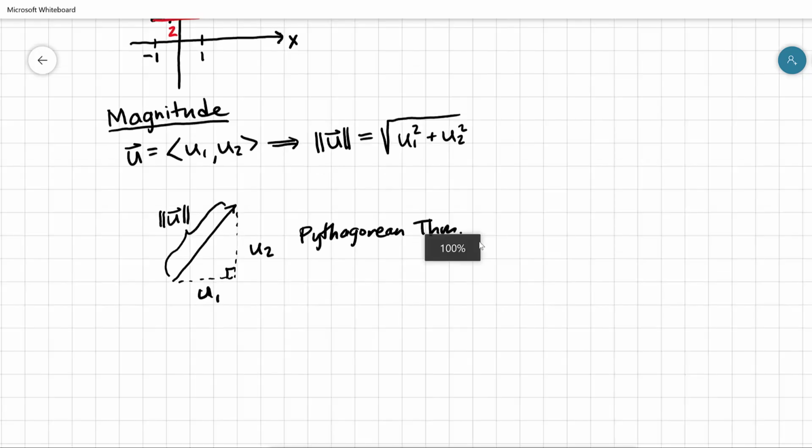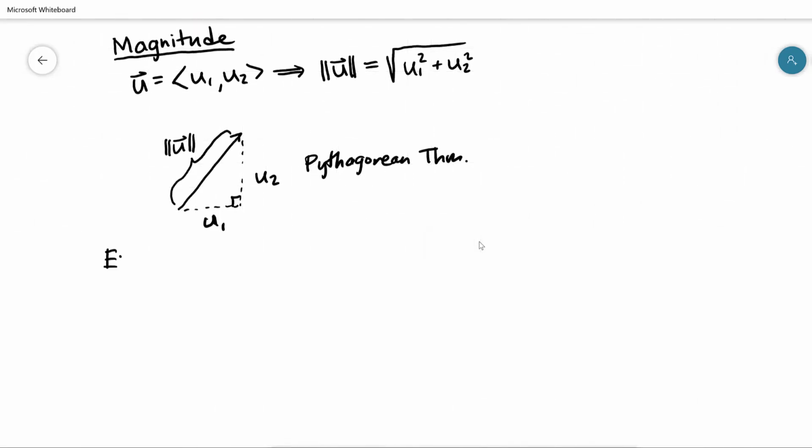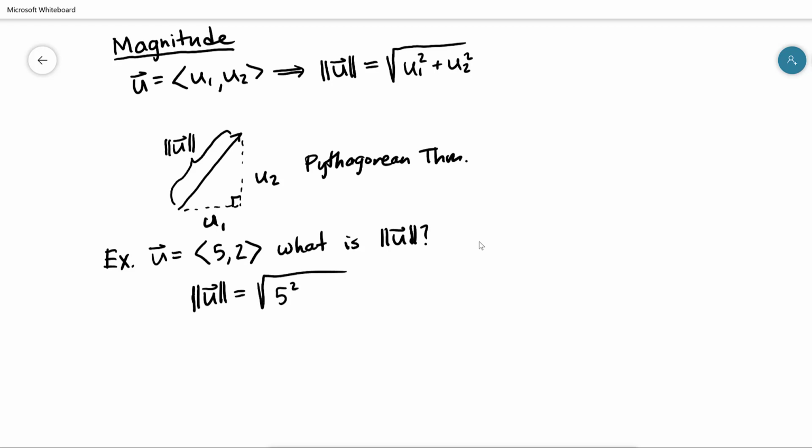So again, very quickly, how do I find the magnitude of u if u is equal to the vector, I don't know, 5, 2? What is the magnitude of u? Well, the magnitude of u is just going to be the square root of the sum of the squares. So 5 squared plus 2 squared. 5 squared is 25, 2 squared is 4, so I just need to add those two numbers together and take the square root. Turns out it is root 29. There's our magnitude. So nothing scary with that.